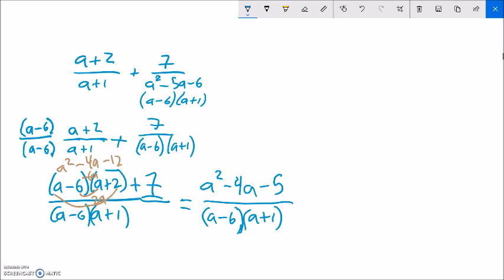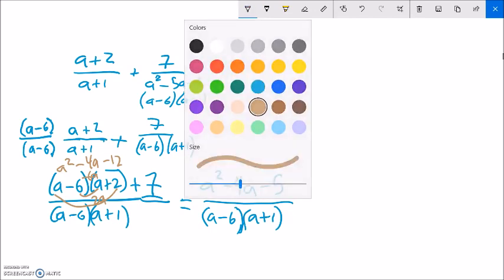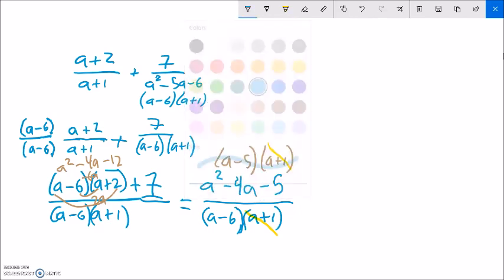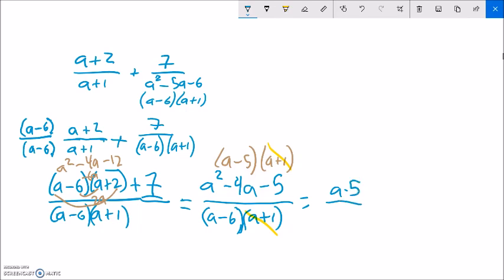Now notice again, I'm not multiplying out that denominator. I'm doing that on purpose because there's no need for it. It's more work than I need to do. And in fact, I might not be done. What I need to do now is factor this numerator and see if anything cancels out. So negative 5. This would factor to a minus 5 times a plus 1. So notice that a plus 1 divided by a plus 1 is 1. So this is actually equal to a minus 5 over a minus 6.